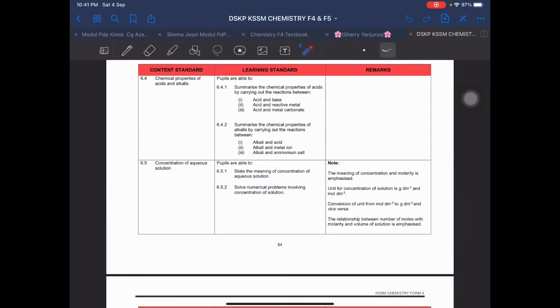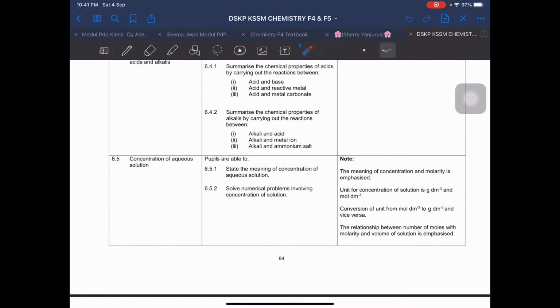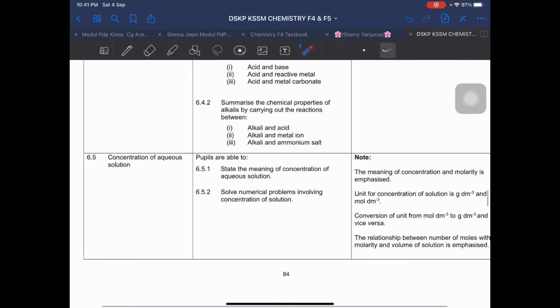Hello class, in this video I'm going to teach you subtopic 6.5, still in chapter 6, Form 4, concentration of aqueous solution. So in this subtopic, you're going to learn about the meaning of concentration, maksud kepekatan of aqueous solution, and you will be able to solve numerical problems involving concentration of solution.